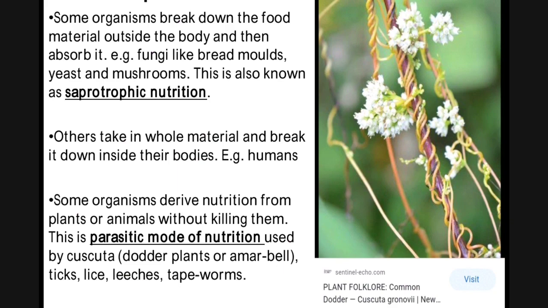So this is all about the different types of nutrition. Today we learnt about modes of nutrition.